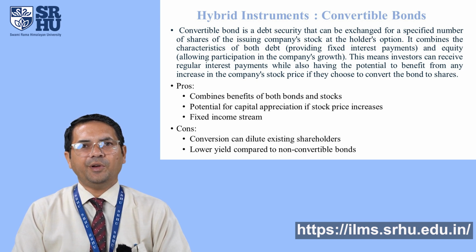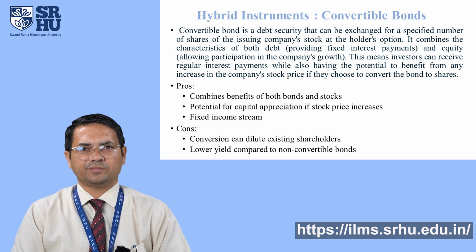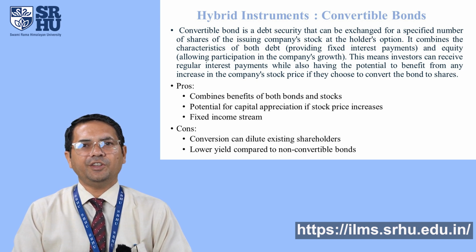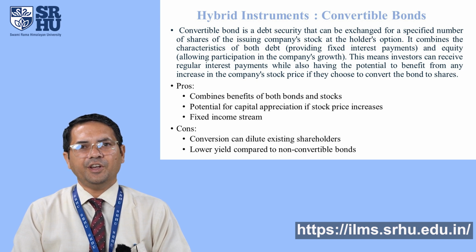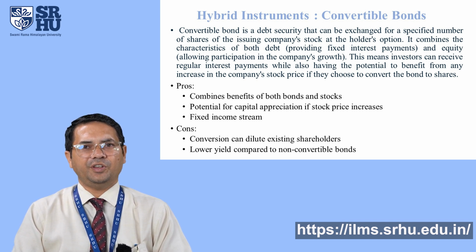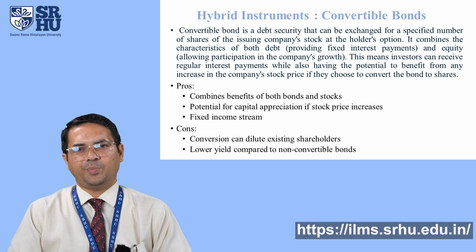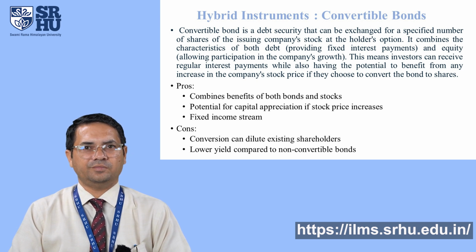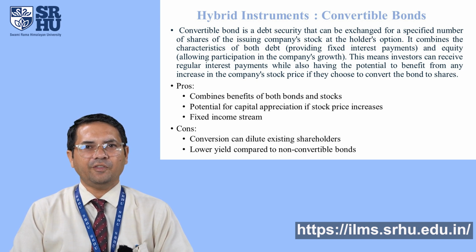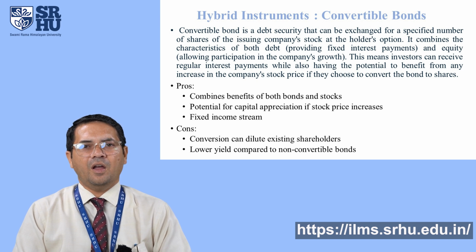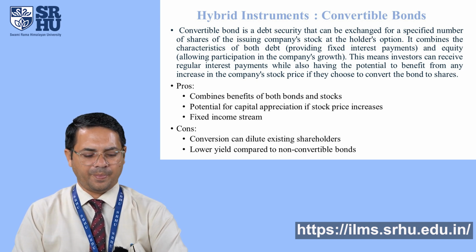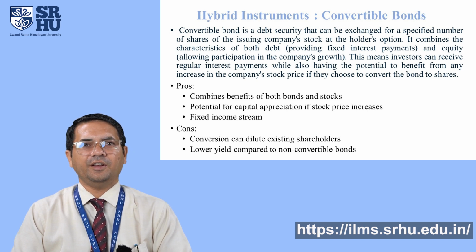Now, let us talk about the hybrid instruments, particularly the convertible bonds. Convertible bonds are debt securities which can be converted into a predetermined number of shares of the issuing company as common stock, as preferred stock, as well as other instruments of the nature of equity. These bonds provide fixed interest payments like traditional bonds, offering stability and income.